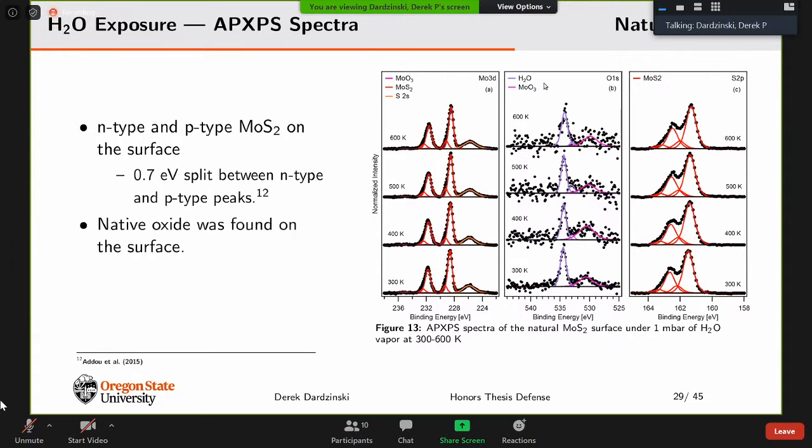And then you can also see in the oxygen 1s spectra that there's a native oxide on the surface, which would be this pink molybdenum trioxide peak. But you can see that it doesn't grow during the experiment. It was just there from the start, but there was no growth seen. And then this purple peak is the gas phase water.